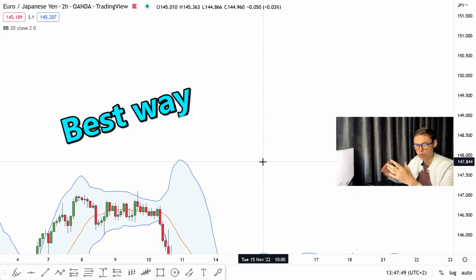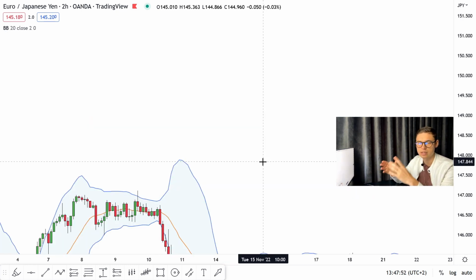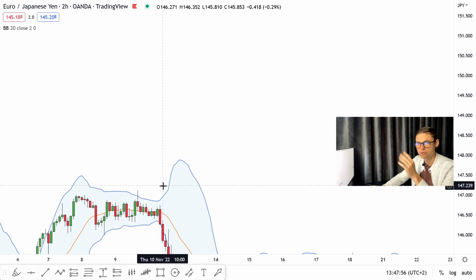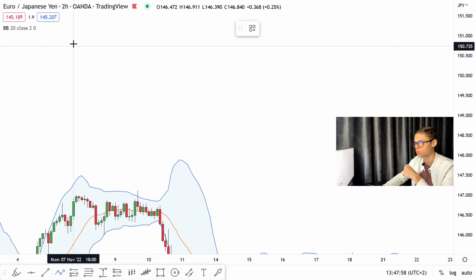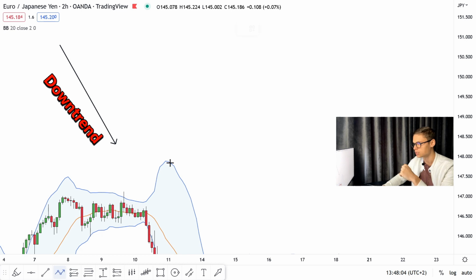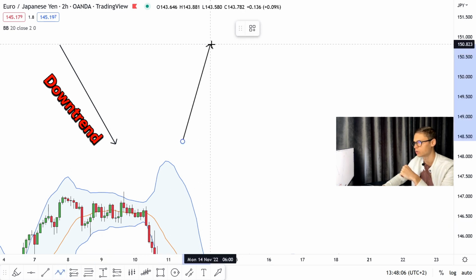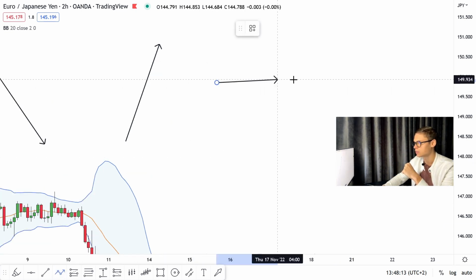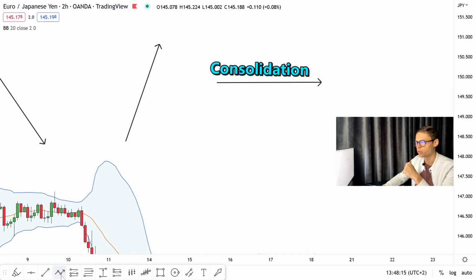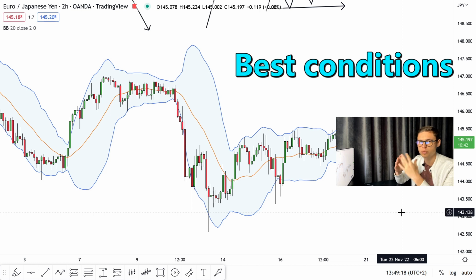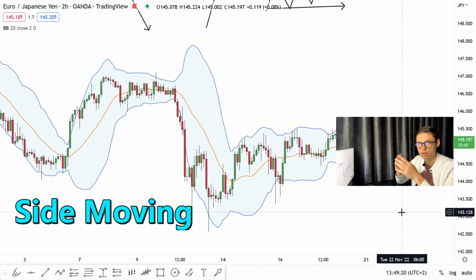The best way to use Bollinger Bands is when the price is consolidating or moving sideways. So you know that we have only 3 different market conditions. One is when the market is going downwards, so a downtrend. The other one is when the market is going upwards, so an upward moving market or a bullish structure, and then the market can move sideways, so a side moving market or consolidation. The best market condition to use Bollinger Bands is a side moving market.